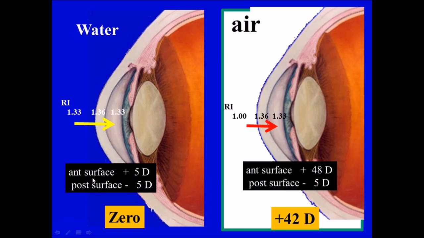If you open the eye in water directly, the corneal power will be zero because the anterior surface of the cornea gets a plus 5, the back surface is a minus 5, so the total power of the cornea is zero. While if you have some air, the anterior surface will be of a power of plus 48, while the back surface has a power of minus 5, so the net result will be 43.